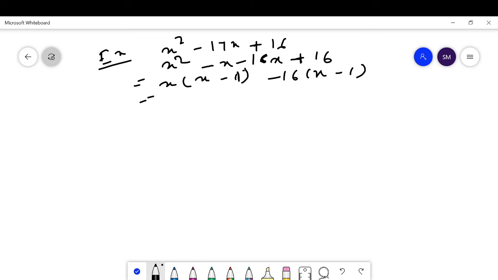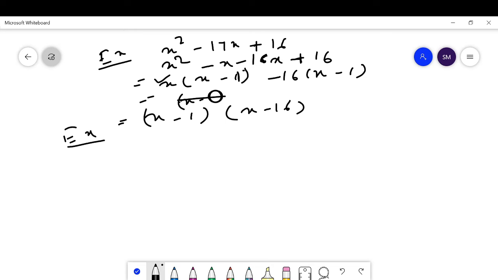From these two terms, x minus 1 is the common factor. Taking it common, what will remain here? Here x minus 16. So x minus 1 into x minus 16 is the factorization form of the given algebraic expression. Here do another example. Another example says here 3x square minus 4x minus 4.